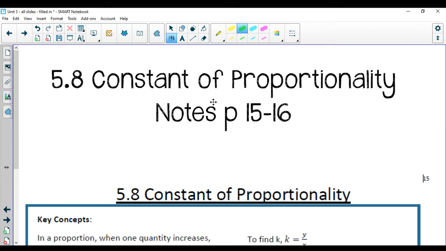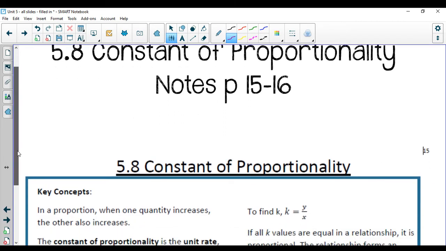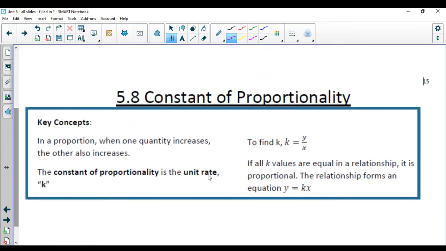Picking up here, next lesson is section 5.8, and we're talking about constant and proportionality today. So this is notes pages 15 and 16. Constant and proportionality is going to be a key factor for us moving forward here. We are looking at a couple different key concepts. You can see those on your screen and also on the top of your notes packet there.